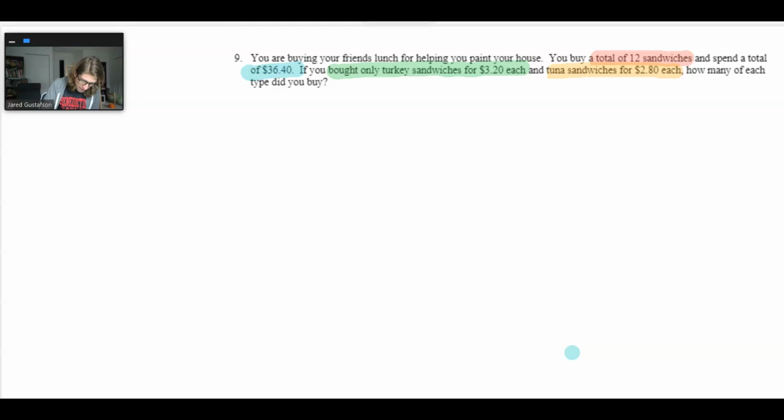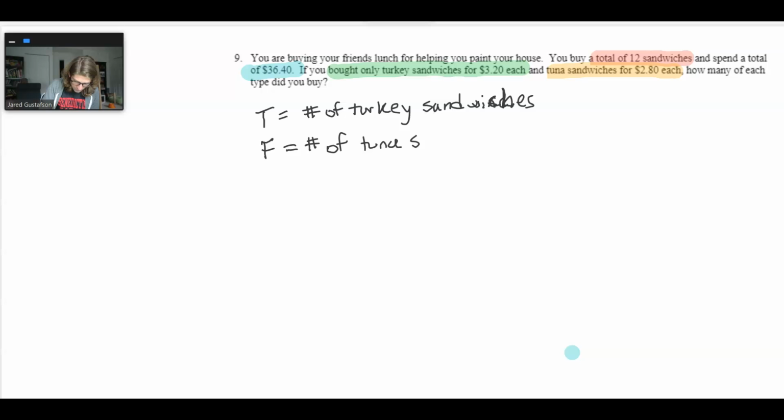So we have to define our variables. Let's say T will be the number of turkey sandwiches. Ooh, tuna also starts with T. Maybe we'll use E. No, U is still kind of confusing. N? Yeah. You know what? I'm going to go with F for fish, even though I realize that the letter F isn't in tuna. So this is why it's important to define your variables. Don't call them both T.